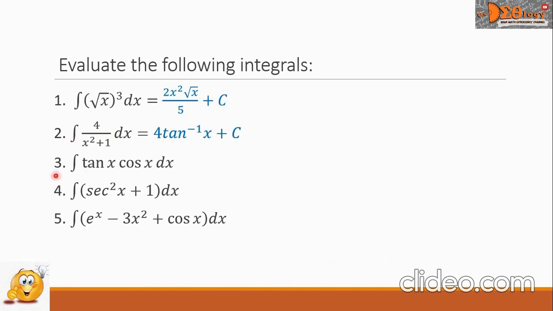Let's go now to problem number 3. The integral of tangent x times cosine x dx. We don't have the direct formula for the integral of tangent x cosine x dx. What we're going to do here, we're going to simplify the trigonometric functions by showing that the tangent x is equal to sine x over cosine x.